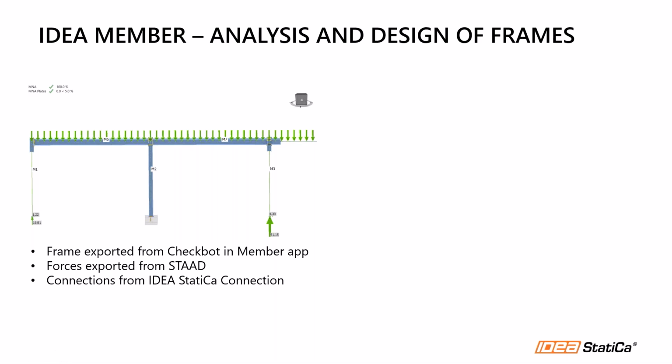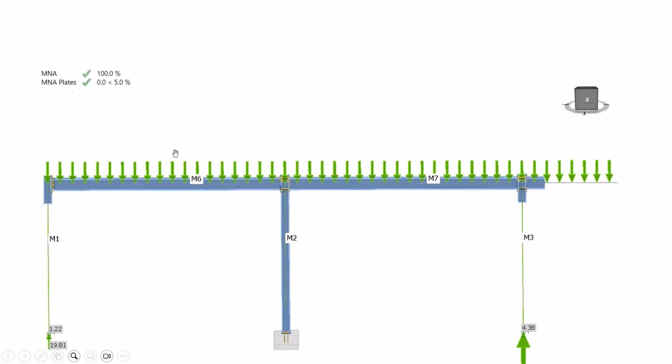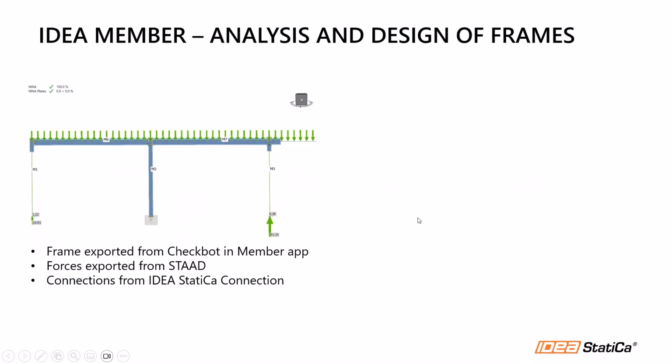This is an actual screenshot of the Member application. Once I open that model, you can see that I am considering 3 members here, right? I have the loads coming from STAAD.Pro, so I didn't have to remodel those loads. And then I also have the connections. If I zoom in here, you can see all the connections, right?